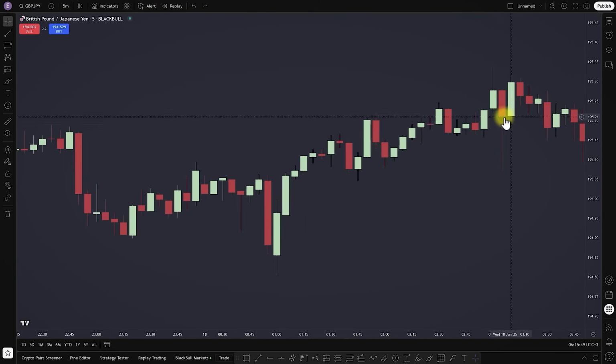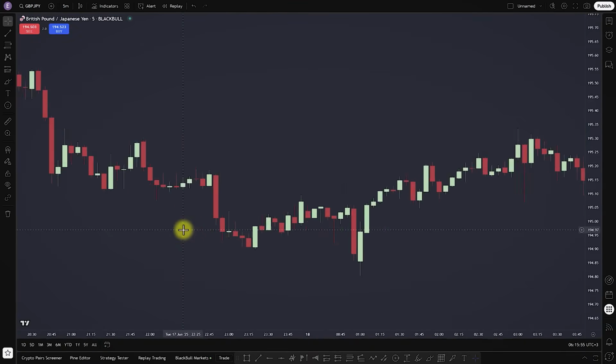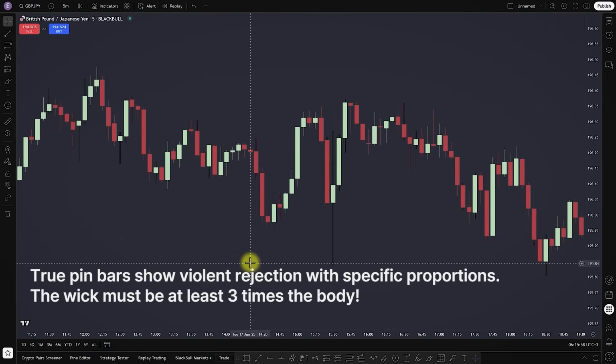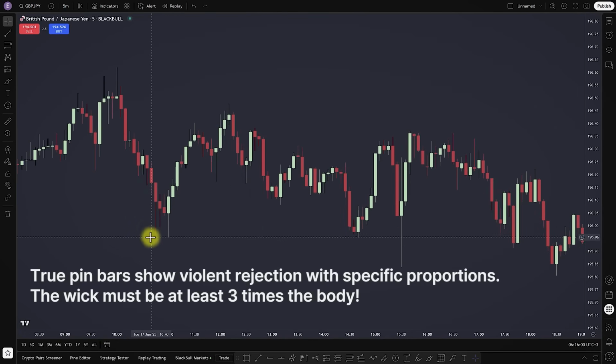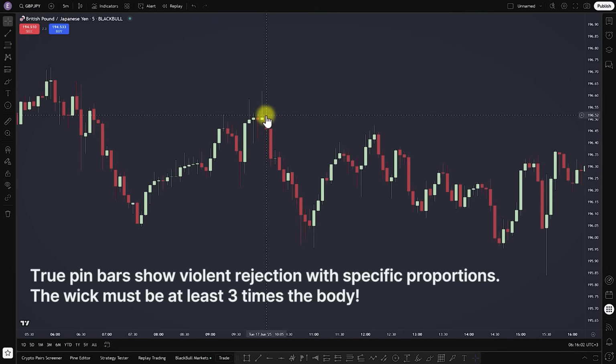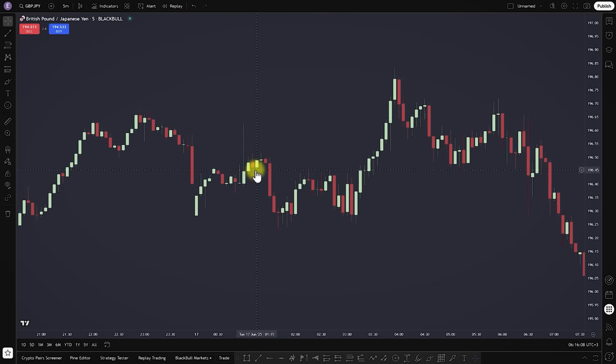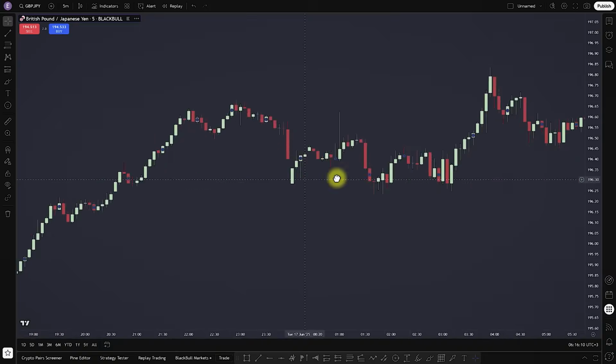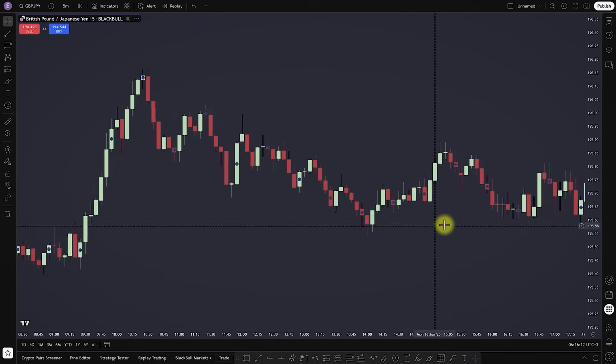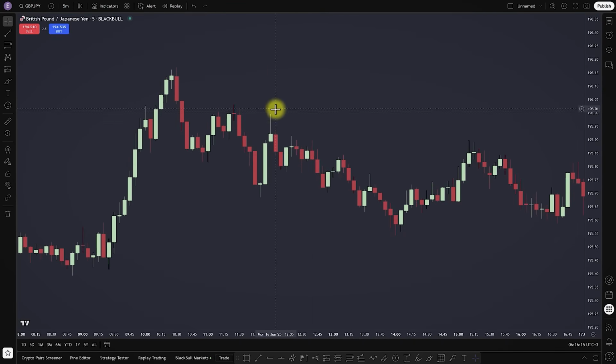Let's bust a myth about pin bars. Everyone thinks long wick equals pin bar. Wrong. True pin bars show violent rejection with specific proportions. The wick must be at least 3 times the body. Anything less is just normal price action. Why do these proportions matter? Because they reveal genuine rejection, not just volatility.